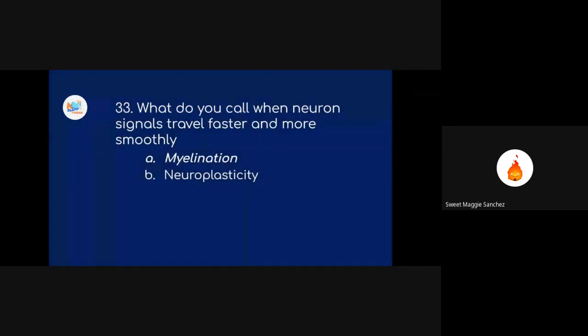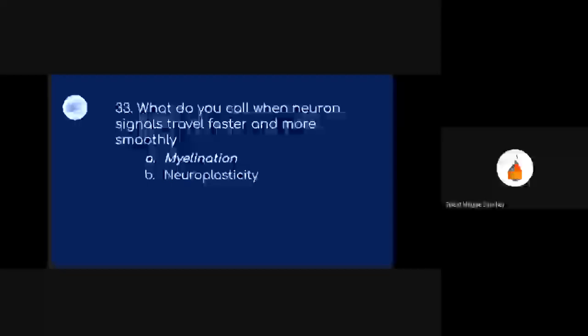Okay. Number 33. What do you call when neuron signals travel faster and more smoothly? So, the correct answer to that is myelination. So, myelination in easier terms is the... what is 30 and 31? So, 30 and 31 is integration and differentiation. Okay?